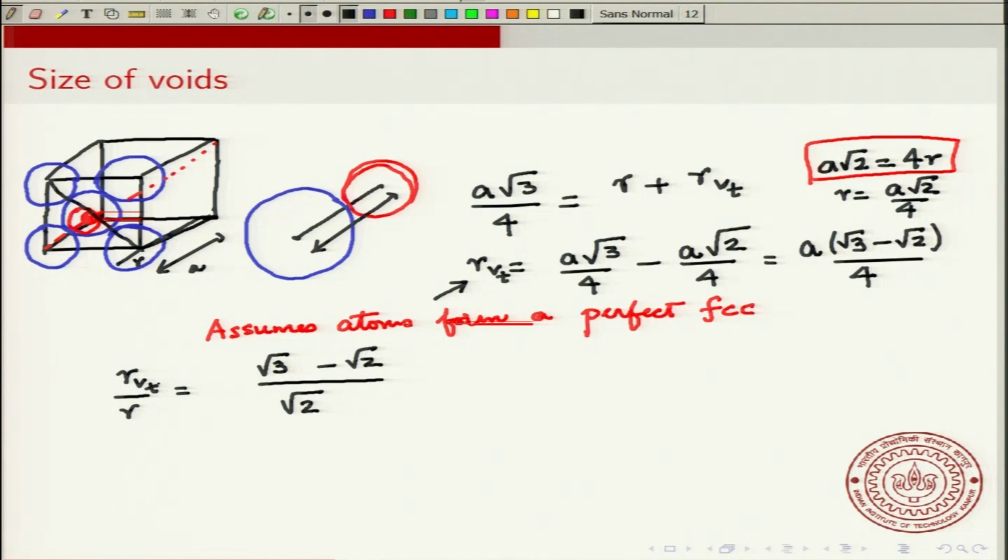Now, for the octahedral void, again you can just go along the edge and easily calculate that. So, for the octahedral void you have the radius of the octahedral void plus the radius of the atom equal to a by 2. And so, you can immediately see that the radius of the octahedral void is equal to a by 2 minus a root 2 by 4.